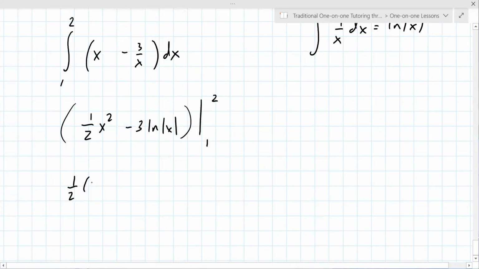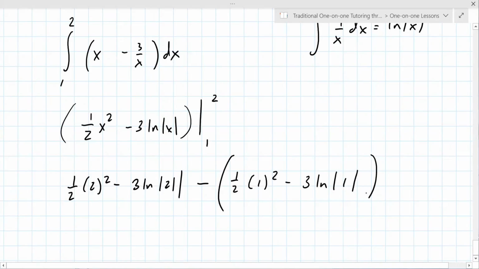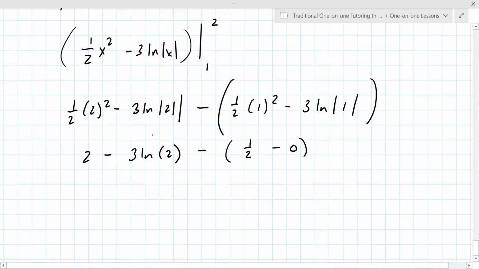So that's 1/2 times 2 squared minus 3 natural log absolute value of 2, minus, and I'll put parentheses, 1/2 times 1 squared minus 3 natural log absolute value of 1. All right, so this becomes 4, and 1/2 of 4 is 2. So 2 minus 3 natural log of 2. This is 1/2, and natural log of 1 is 0, so it becomes minus 0. So you get 4 halves minus 1/2, which is 3 halves, minus 3 natural log of 2. That's your final answer.